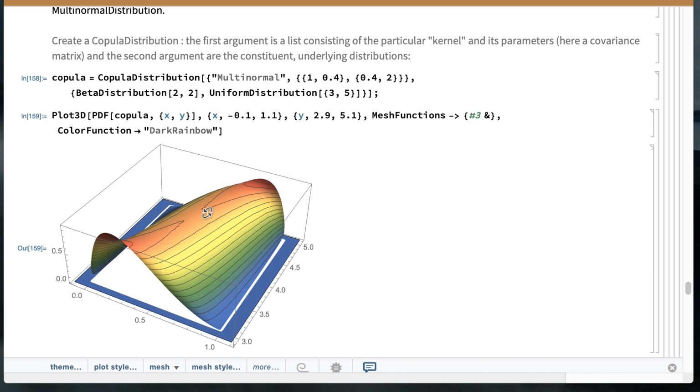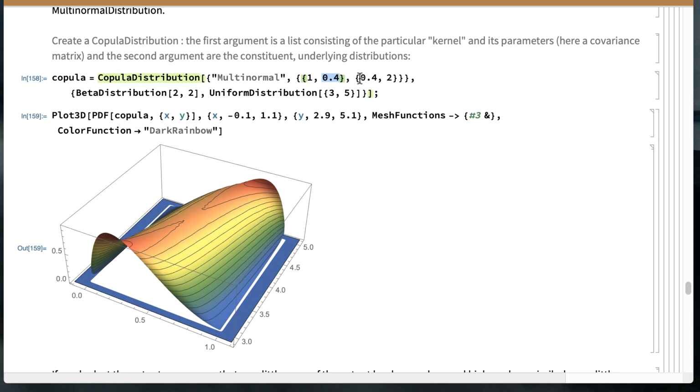a higher than usual first value output, the beta value output, and a higher than usual value from the uniform distribution, but it wouldn't be very common to get a high beta and a low uniform output. And that's because of this positive correlation that's in the covariance matrix here.